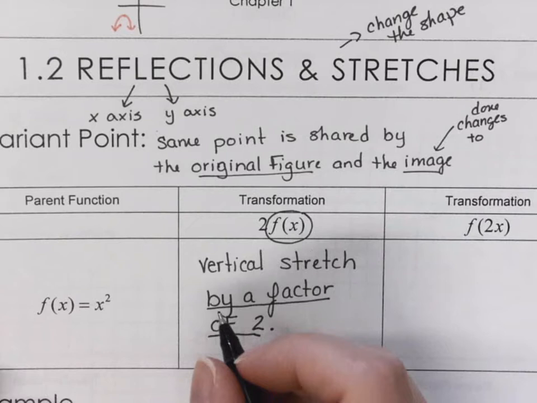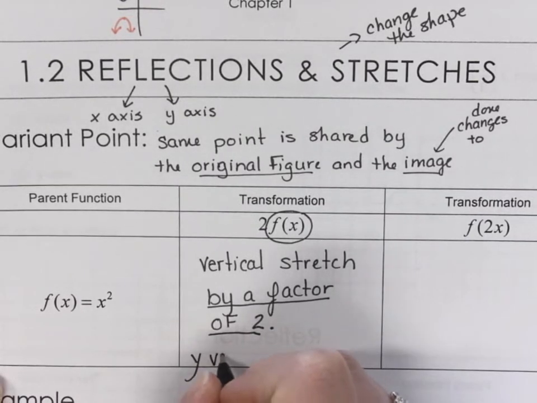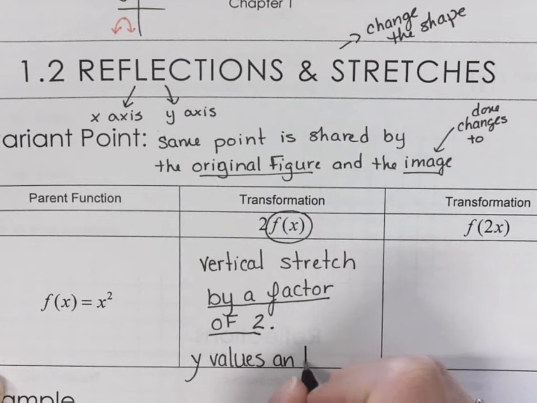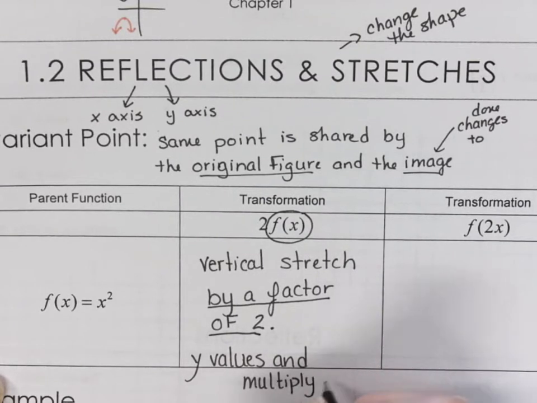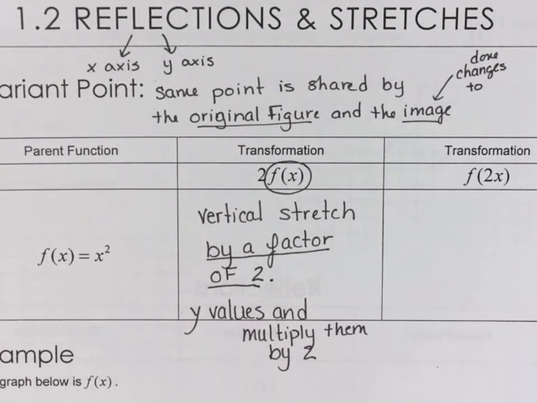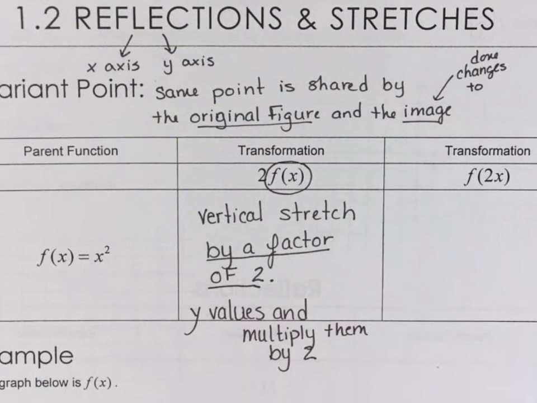And all that means is we take the y values and multiply them by 2. That's all that means. So a vertical stretch means we're going to do this. Okay, now there's a different word that we use. What if I was multiplying by 1/2? What would happen to my shape?